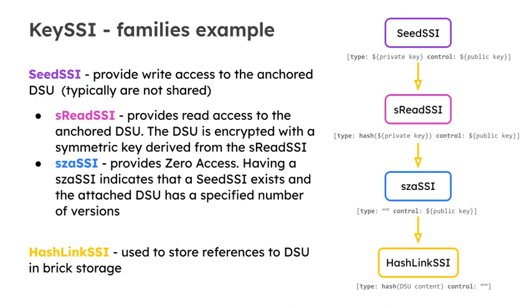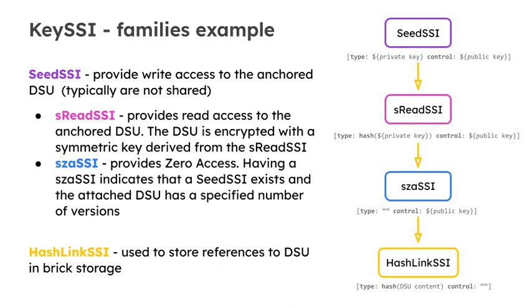The DSU is encrypted with a symmetric key that is derived from the sRead SSI. The SZA SSI, on the other hand, provides zero access. Possessing an SZA SSI implies the existence of a corresponding seed SSI and indicates that the attached DSU has a certain number of versions. The hashlink SSI is utilized for storing the hash of the DSU's bricks in blockchain.